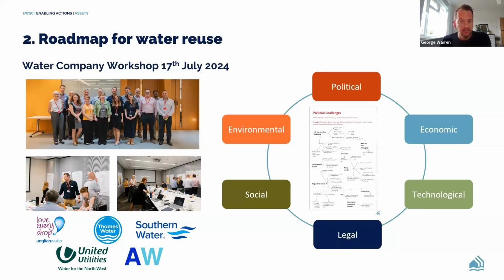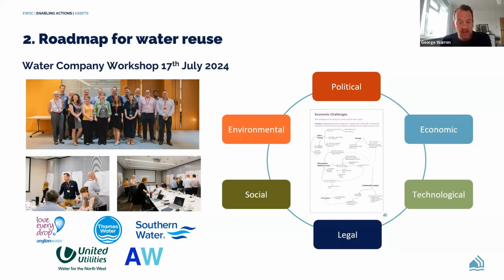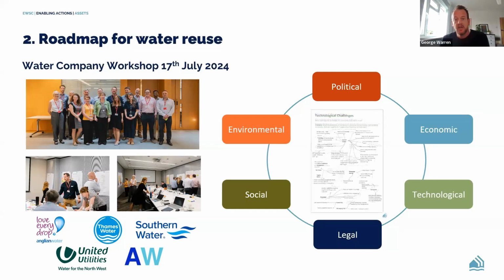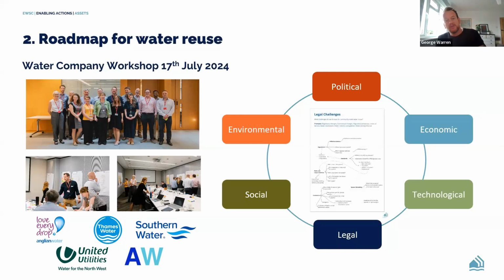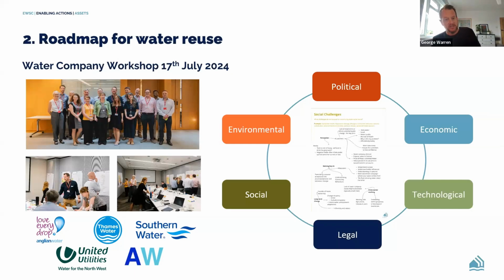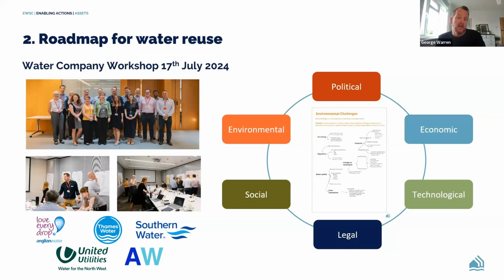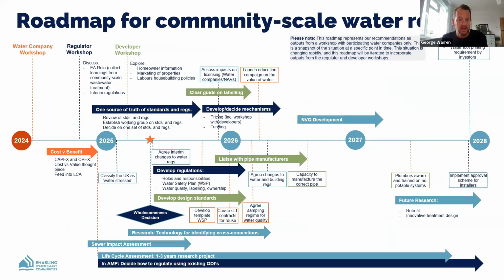And we did that by looking at the political challenges initially, some of the economic challenges. You can see in the middle there, we started to map those together. Technological challenges, they are purposefully small. You don't need to look through this. This will be a report that will be produced very shortly. Some of the legal challenges, social challenges, and environmental challenges. And you start to bring all those together to then develop what are the bones of a roadmap.